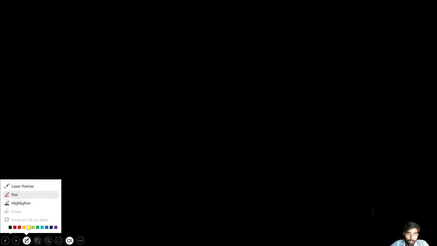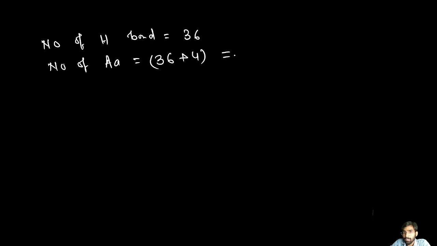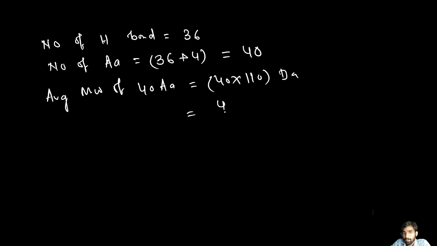Now you have to solve it. The information provided is the number of hydrogen bonds, that is 36. Now the number of amino acids you can calculate: 36 plus 4, that is 40. The average molecular weight of 40 amino acids is 40 into 110 Dalton, right? That means 4400 Dalton, or you can write 4.4 kDa.